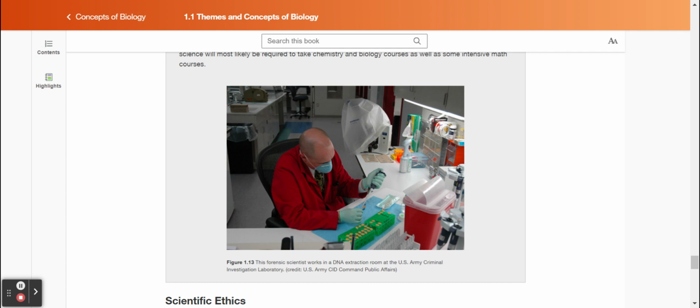Figure 1.13. This forensic scientist works in a DNA extraction room at the U.S. Army Criminal Investigation Laboratory.